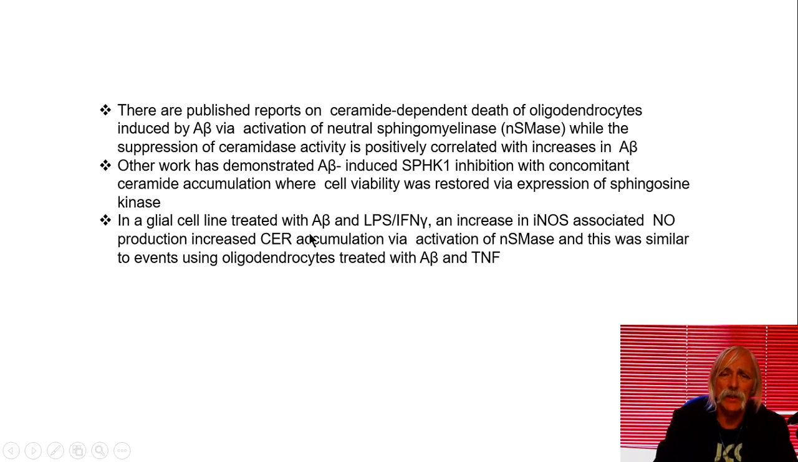In a glial cell line treated with A-beta and with lipopolysaccharide and also with interferon gamma, pro-inflammatory stuff here, an increase in the inducible nitric oxide synthase associated nitric oxide production increased ceramide accumulation, which then induced an activation of the neutral sphingomyelinase, and that was similar to events using oligodendrocytes treated with the A-beta protein alone or in combination with the pro-inflammatory cytokine tumor necrosis factor alpha.